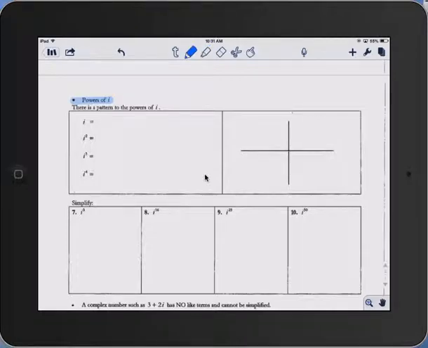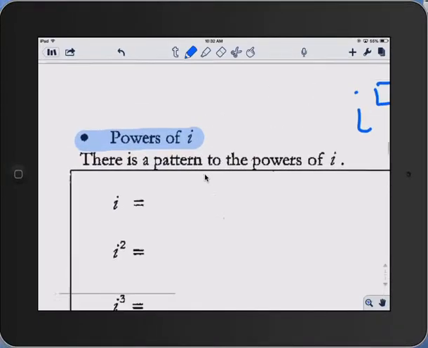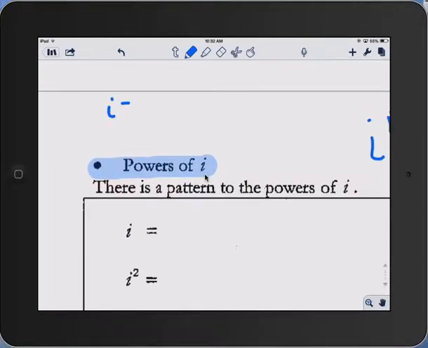The powers means if you do i to the first, i to the second, i to the third, i to the fourth, i to the fifth. So i to an exponent, that's what we're talking about when we say powers of i. We're trying to figure out what that would be in simplified form. So remember two things. i is equal to the square root of -1, which we're not going to be necessarily using a lot in these problems.